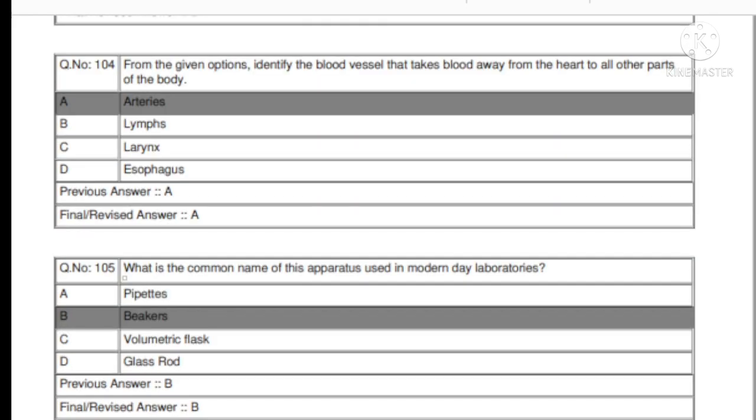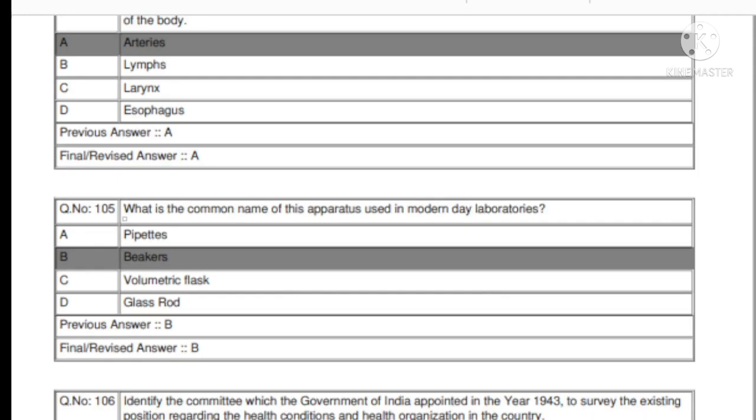Question number 104. From the given options, identify the blood vessel that takes blood away from the heart to other parts of the body. So we know the function of arteries, not limbs. So its answer is A, arteries. Larynx is something else, esophagus is something else. So its answer is A.